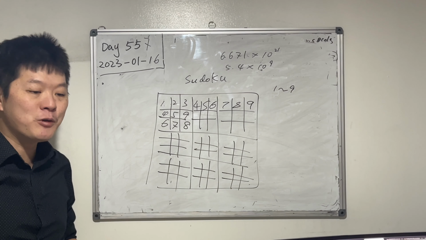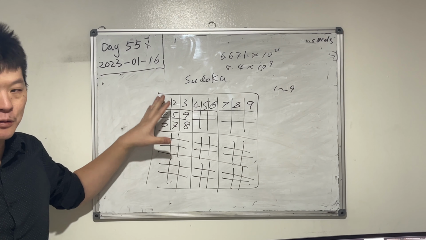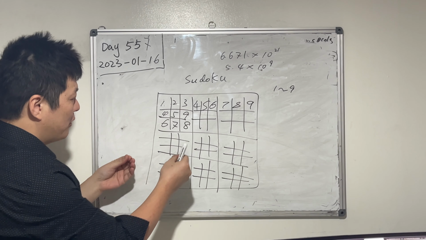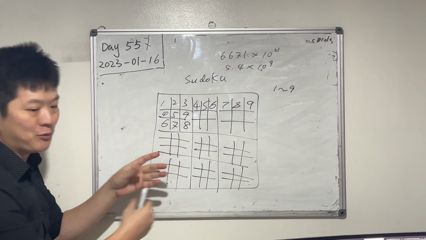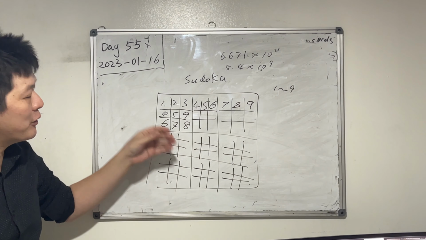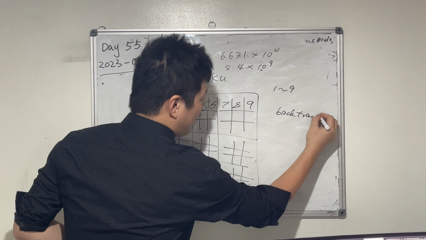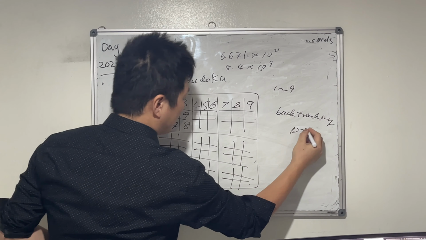When we talk about this Sudoku, we talk about how to solve it with some numbers in there, but some numbers we need to determine, right? So we use backtracking. So how do we do backtracking? I'll show you, it's very easy. Depth first search, basically.